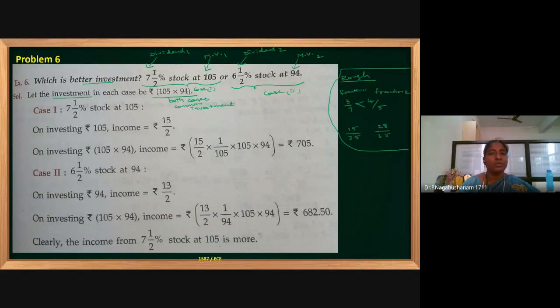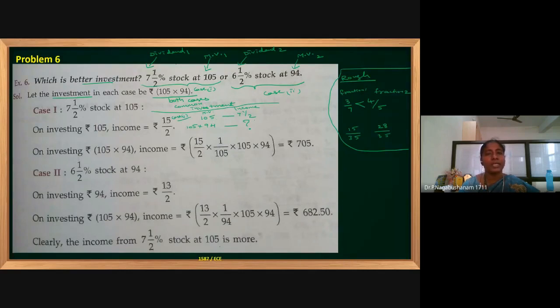Now in case 1, for 105 rupees we have an income of 7 1 by 2. This is the market value, and this is the annual income for one share. If I have 105 into 94 as the market value, that is the investment. What is the income? This I am calculating for case 1.